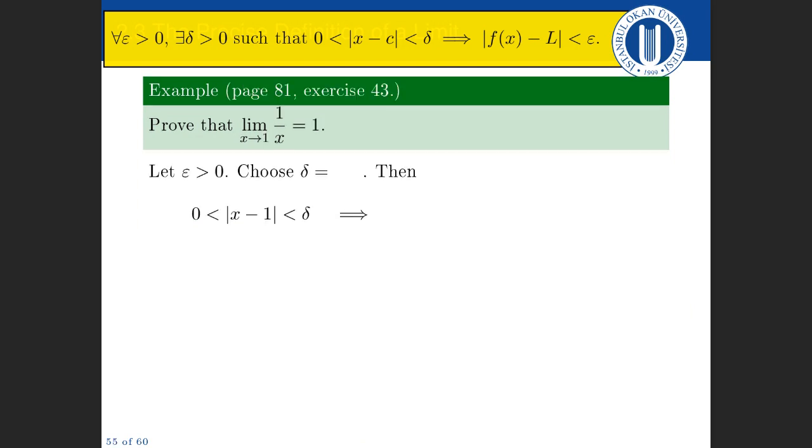Let's do another one. Prove that the limit as x tends to 1 of 1 over x is equal to 1. You'll find this in your textbook on page 81, it's exercise 43. I've written down part of the answer because part of the answer is always going to look the same. Let epsilon be greater than 0. Choose delta is equal to something. Then 0 is less than the absolute value of x minus 1 is less than delta implies something.